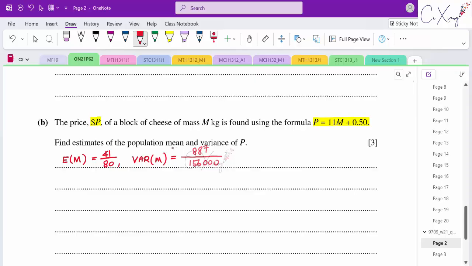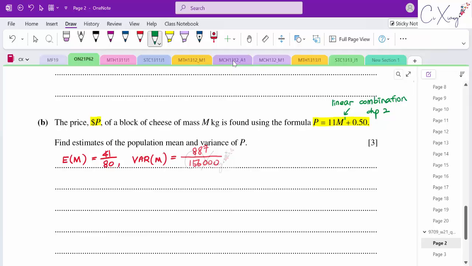Okay, and now we are having another variable, P, where P is equal to 11M plus 0.5. Alright, so let's have a look at this particular equation here. It is actually a linear equation in terms of M, and we call it a linear combination of the variable. And if you want it to be more precise, it is in chapter 2 of the syllabus.